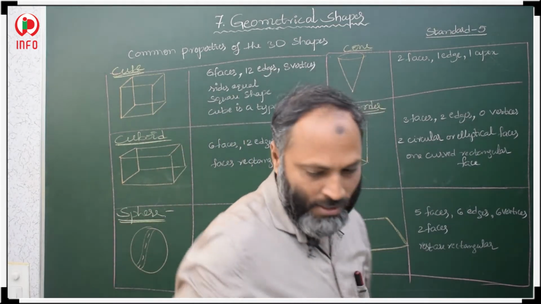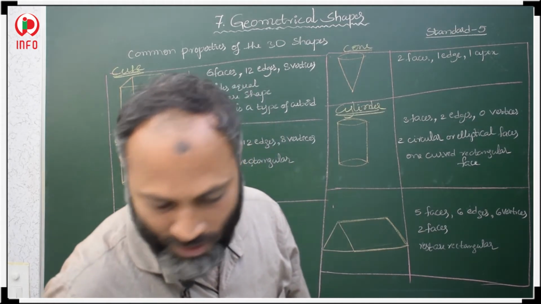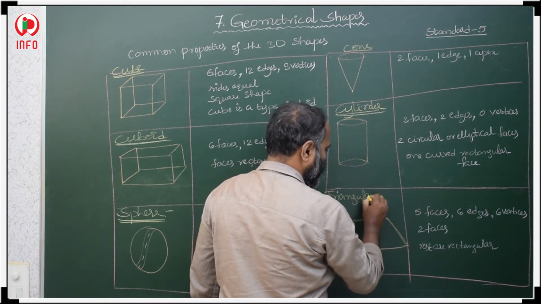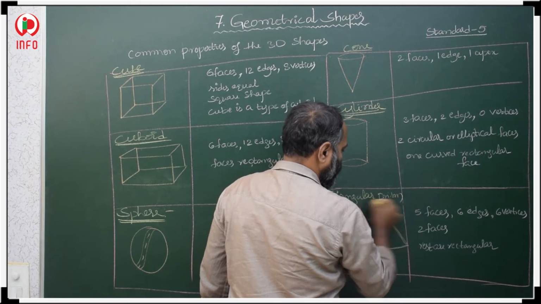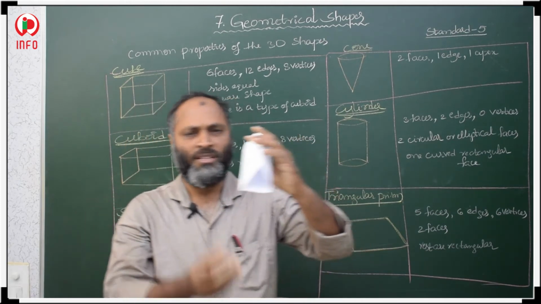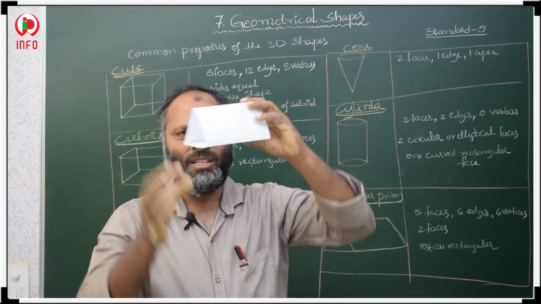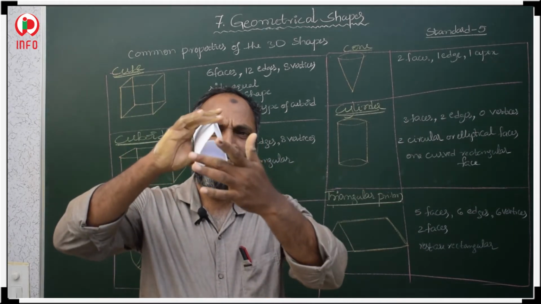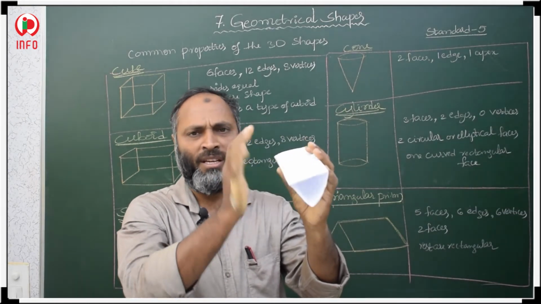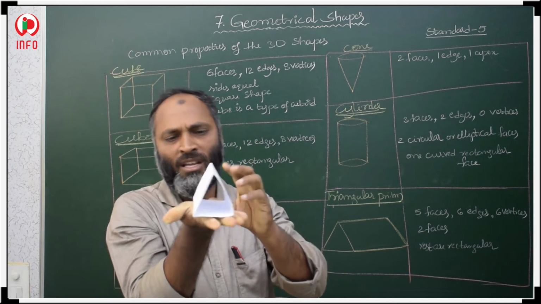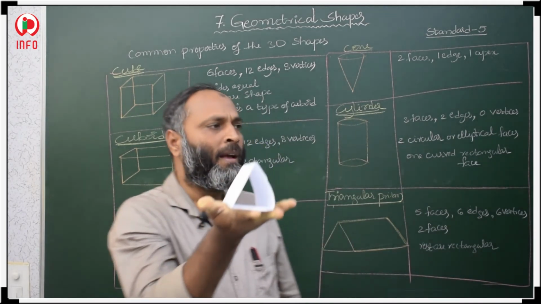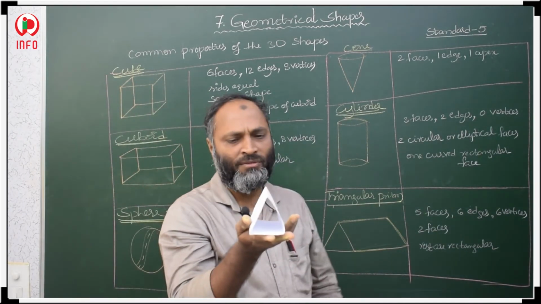Next, about the triangular prism. So this is a triangular prism. This base is triangular in shape. So this top and base, these two are in triangular shape. This is called a triangular prism. So in this triangular prism we have five faces.